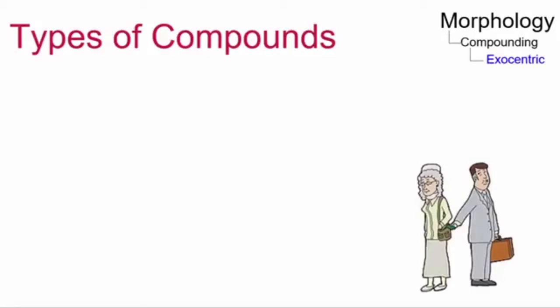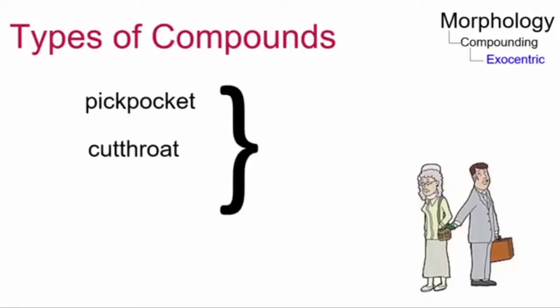Another type of exocentric compound consists of a verb modifier and a noun head. For example, pickpocket, cutthroat, killjoy. These compounds are rare and the pattern is unproductive.